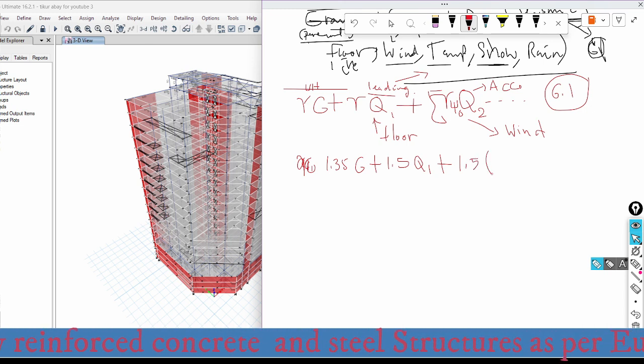So plus 1.5 multiplied with psi 0, which is 0.7 for all buildings, except for wind, that is 0.7 times the wind in the i direction. So this is for the condition where there is no seismic action. This is the first combination, and now we can say this i as x positive.